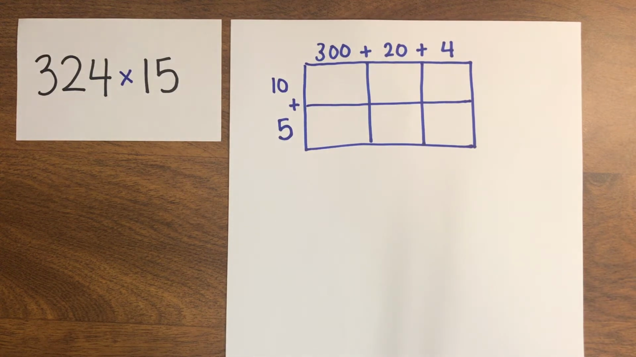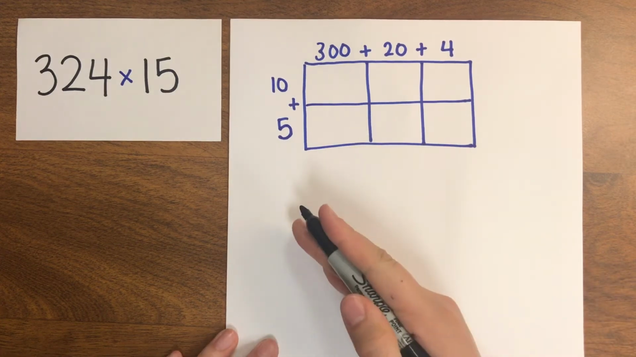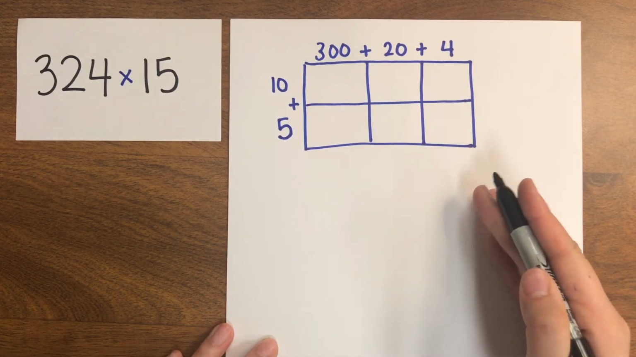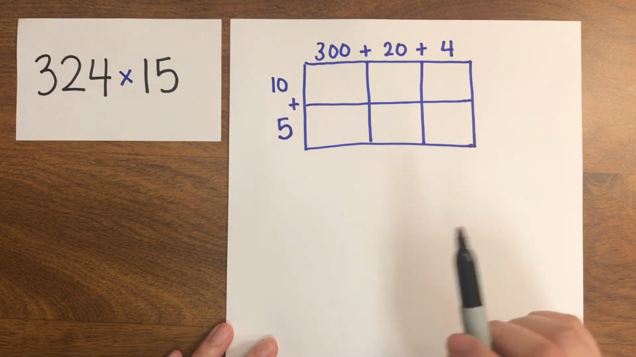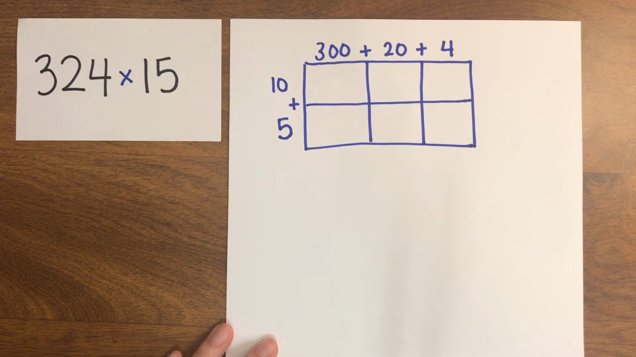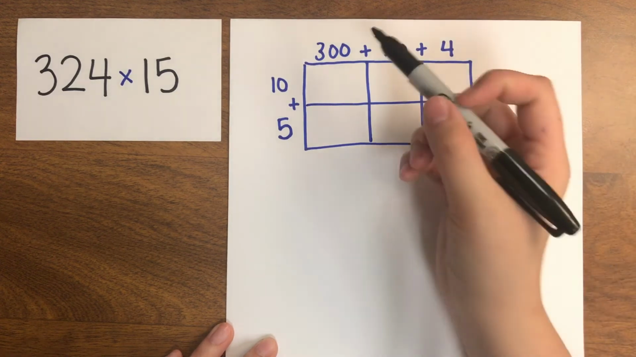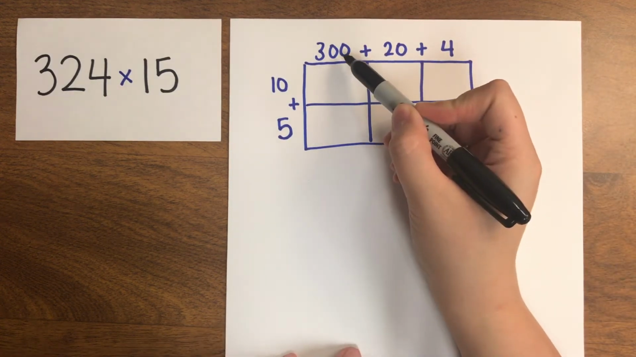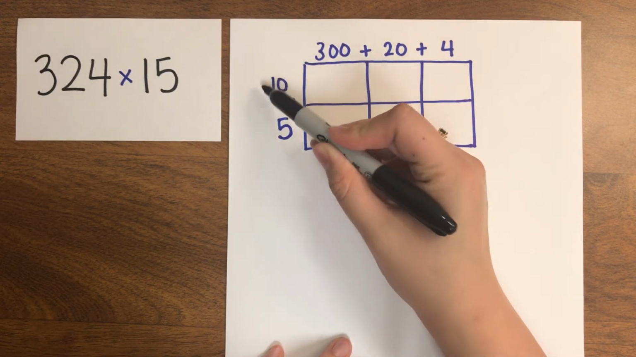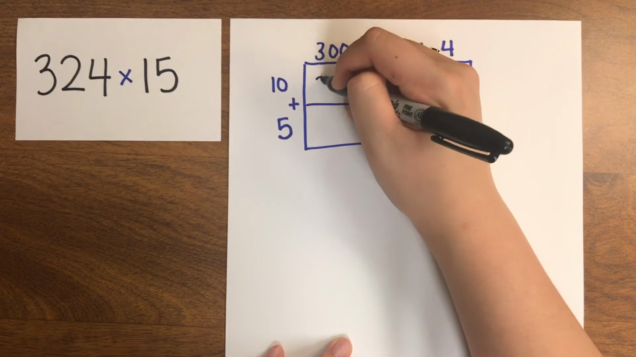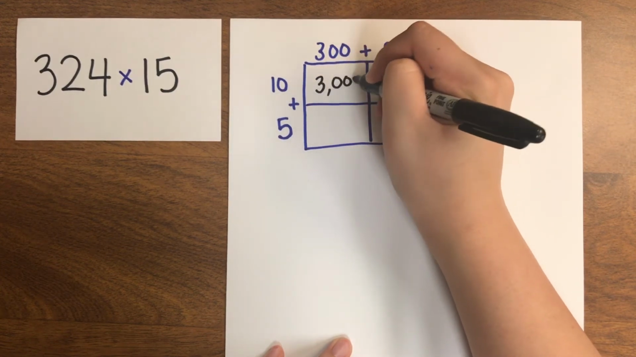Now to the actual multiplication process. We have our area model set up with our values clearly stated. So now we can multiply our numbers. Let's start from left to right. You're more than welcome to start on the right, but I prefer to start on the left and progress this way when using this model. Let's go ahead and start with our hundreds place. Let's take 300 and multiply it by 10. This will give us an answer of 3,000.